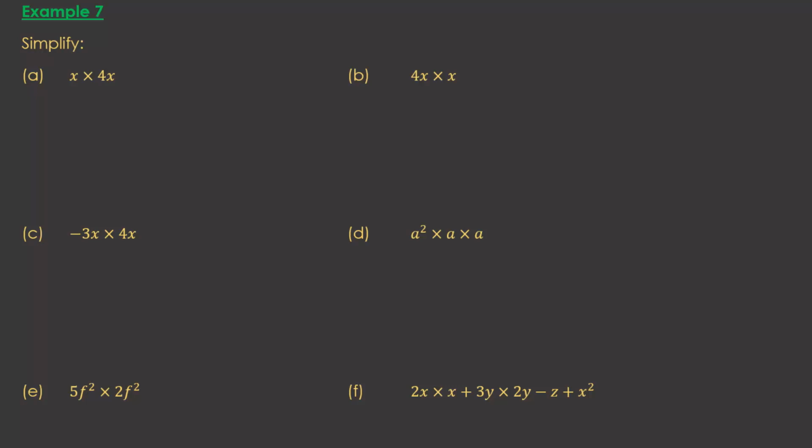We want to simplify each of the following. Now remember that x times 4 times x is x times 4 times x. All I've done is introduce the extra multiplication sign in this gap. Now the order doesn't matter, so bring the number to the front.